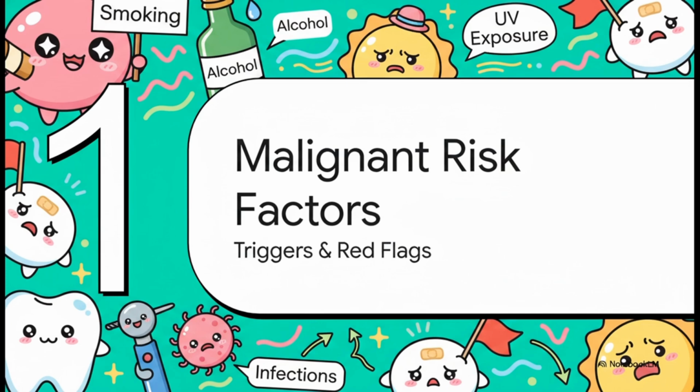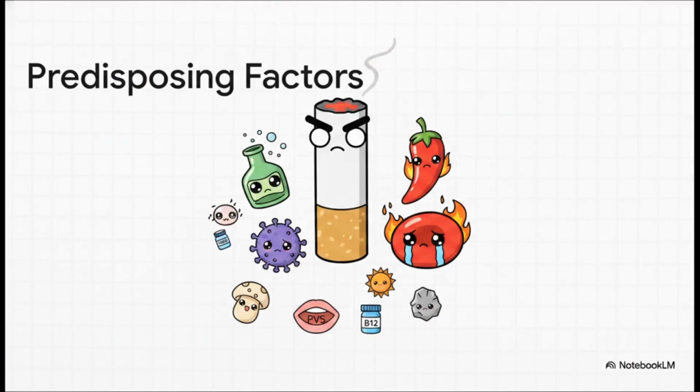Okay, Section 1. High-yield malignant risk factors. We're starting with the big picture, high-stakes concepts, the predisposing factors that actually trigger these lesions. You absolutely have to memorize this list of predisposing factors. The biggest glaring takeaway here? Tobacco. A staggering 80% of patients with leukoplakia are smokers or use smokeless tobacco. And honestly, the risk depends heavily on the duration and dose.